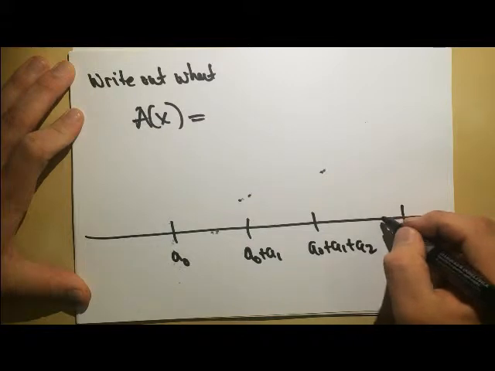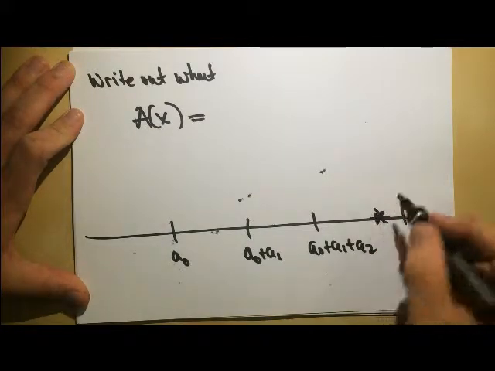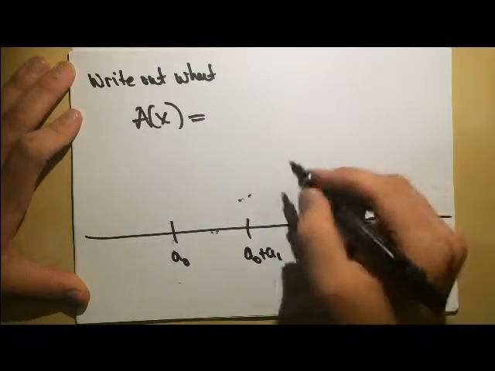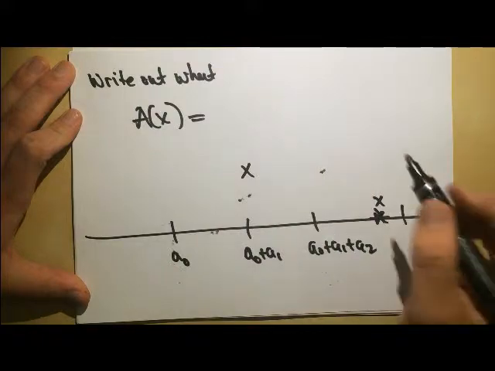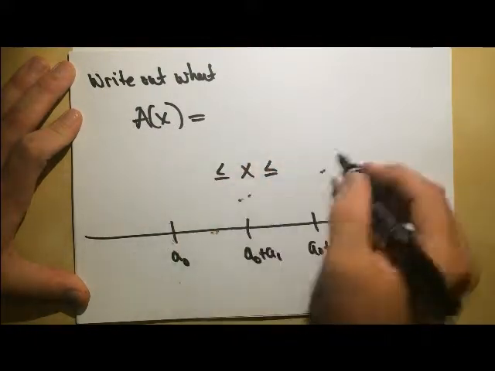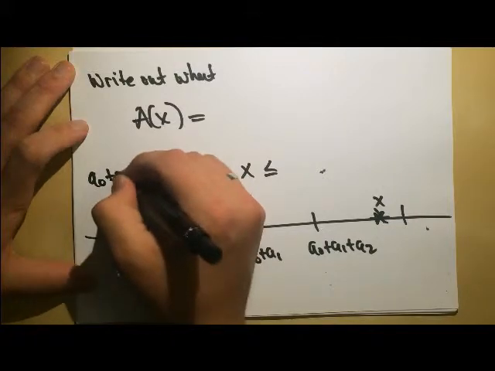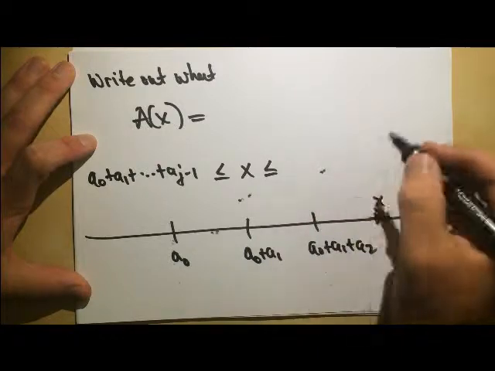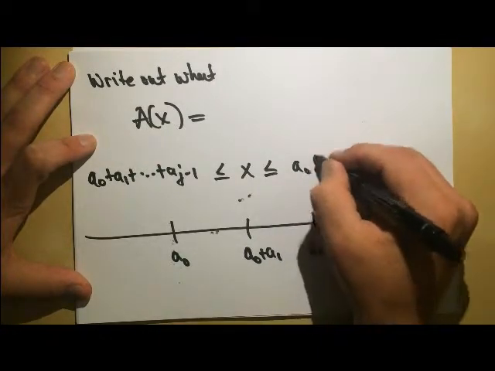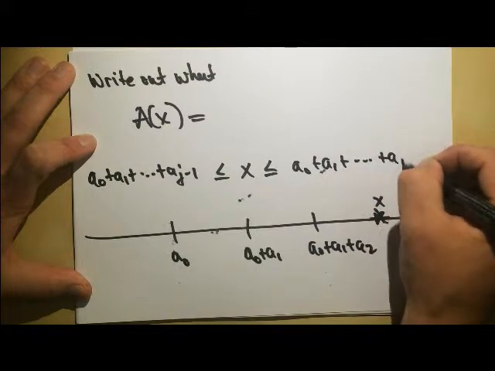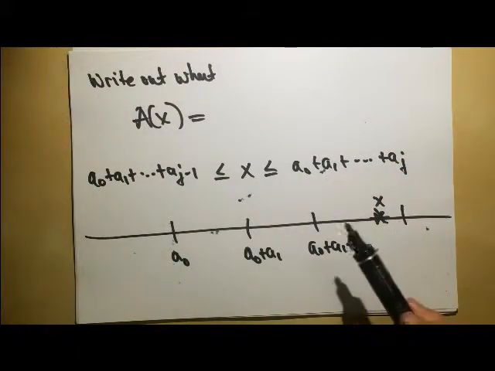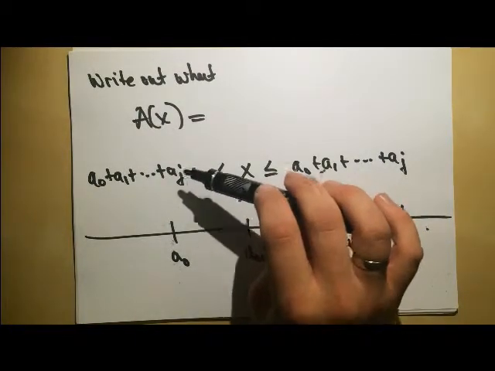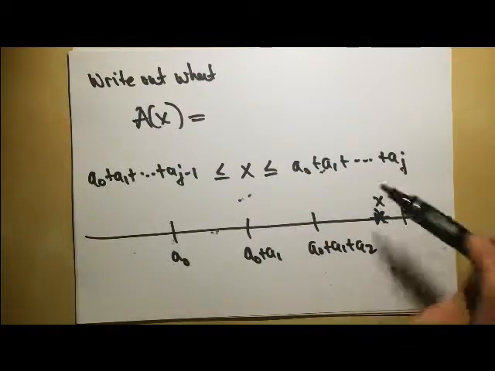And what we need to do is find the interval where x is. It's going to turn out that x is going to be in between some partition of these. So it's going to be in between a0 plus a1 plus up to a(j-1), and the next one, which is a0 plus a1 plus all the way up to aj. Because it's here, this is where the slope j minus 1 ends and the slope j begins.